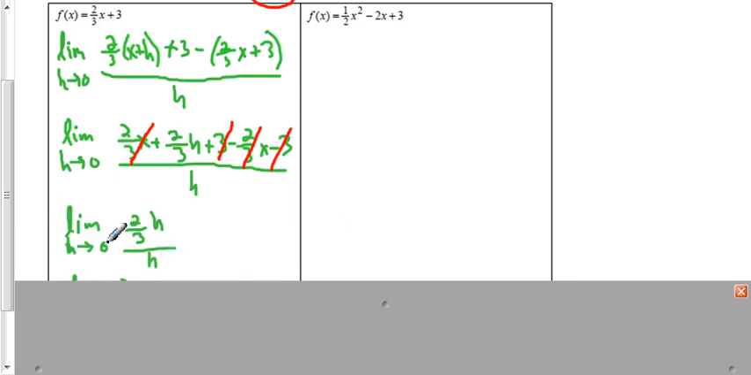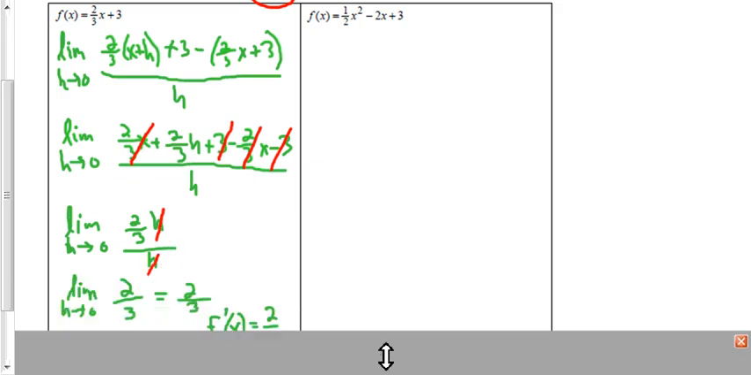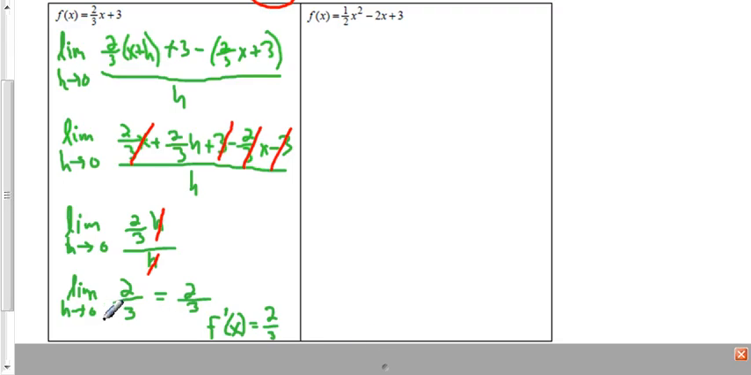2/3 h over h is the limit as h approaches 0, which if I put it in, I'm going to get a 0 in the denominator, but hey, I have a common term. H's cancel out. So now I'm left with the limit of 2/3 as h approaches 0. Direct substitution, there's nothing to substitute in. Limit of a constant is just the constant, so we get it equals 2/3. So we just found out that the derivative of that first problem is 2/3.